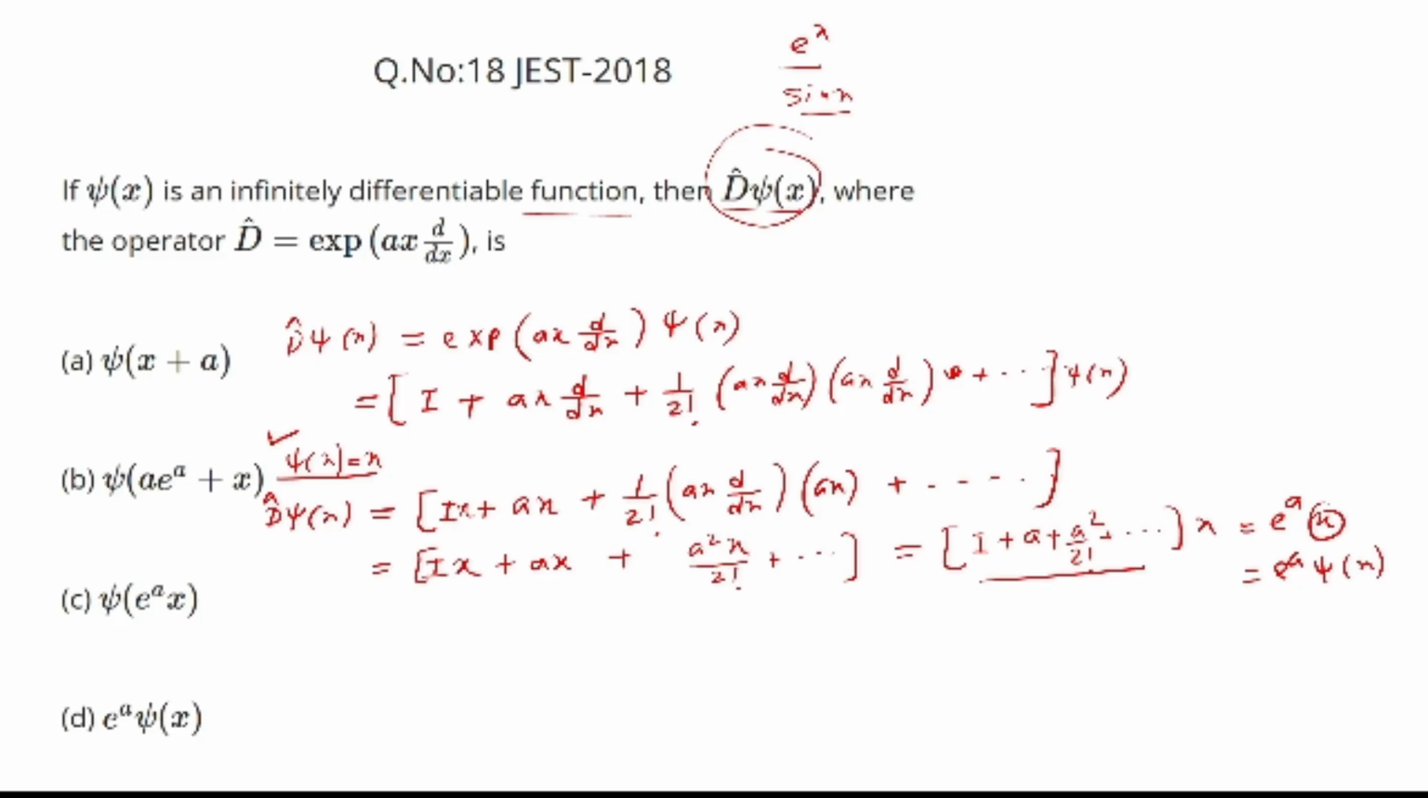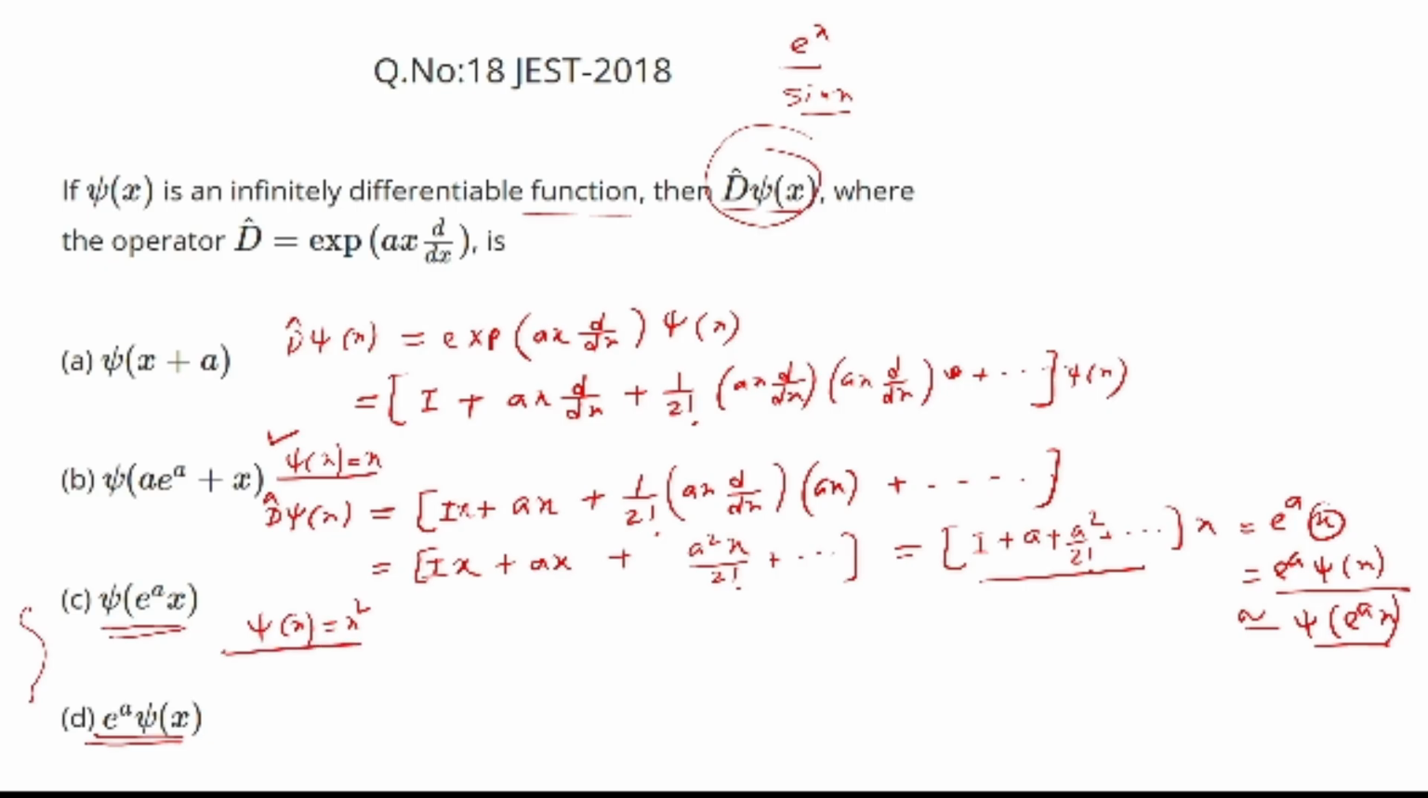Now one option is there, option D, but we cannot be sure that option D will be the correct one, since e to the power a is a constant term here. Now e to the power a into psi of x we can also write as psi of e to the power a x. Psi of e to the power a into x is also there in the options. So to confirm which is the correct one, we have to check with a higher-order x value as psi of x. So let's check psi of x as x squared.